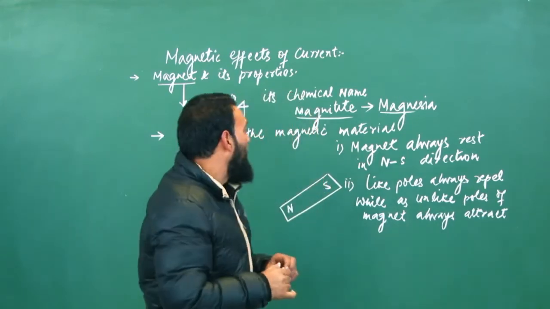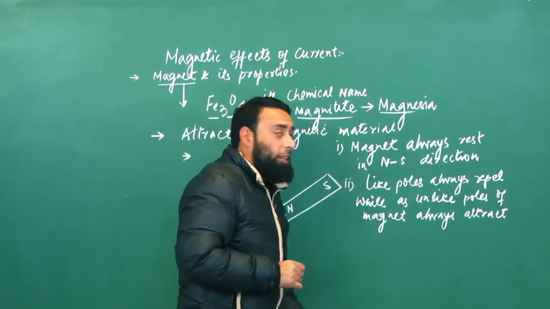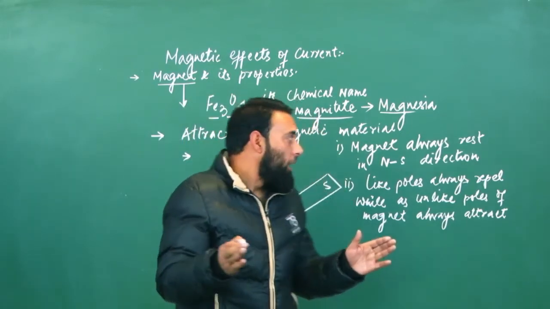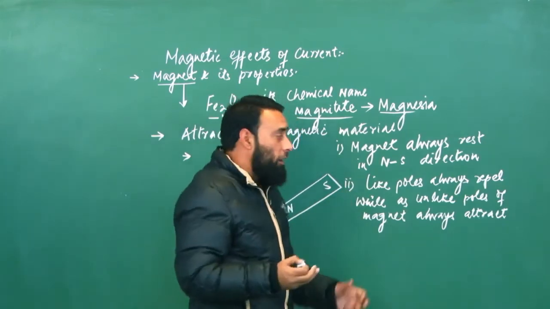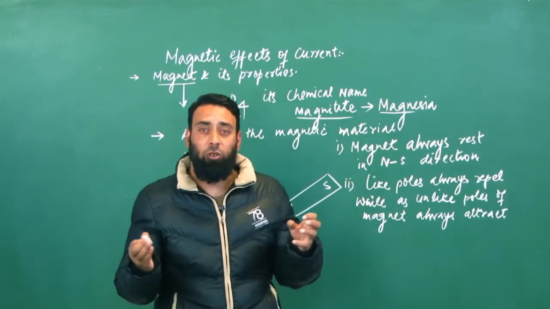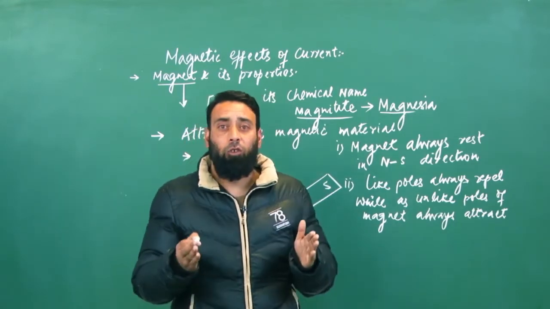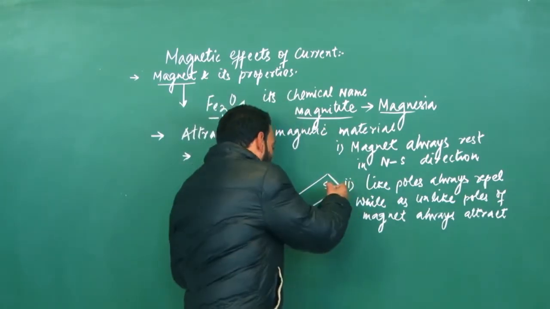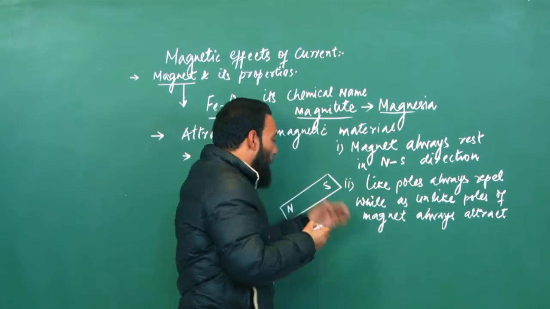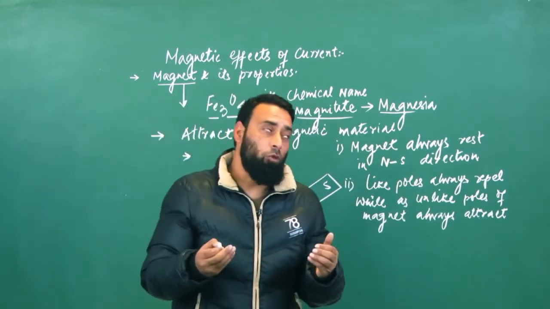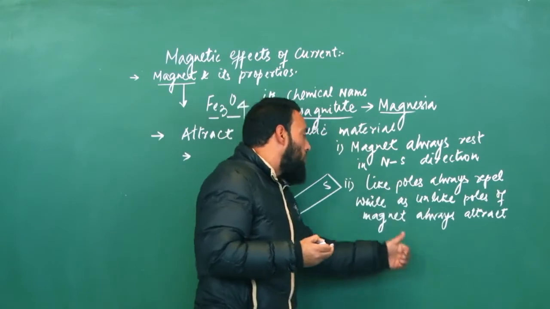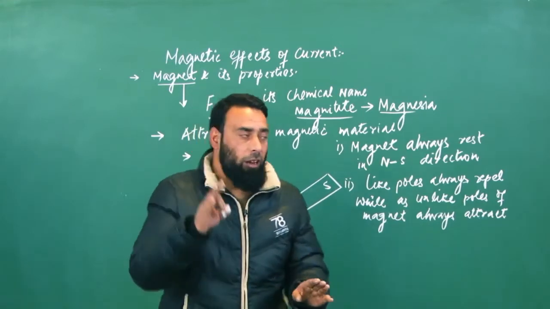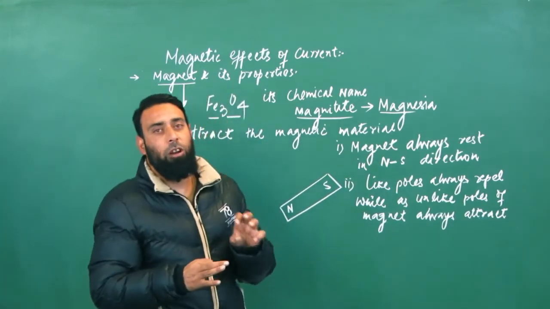I will repeat. The first important property is that a magnet, when suspended freely, always rests in a north-south direction. The second important property is that if we bring two magnets together and their like poles are towards each other, they will repel, or if their opposite poles are brought together, they will attract. So like poles of magnets always repel, while unlike poles always attract.